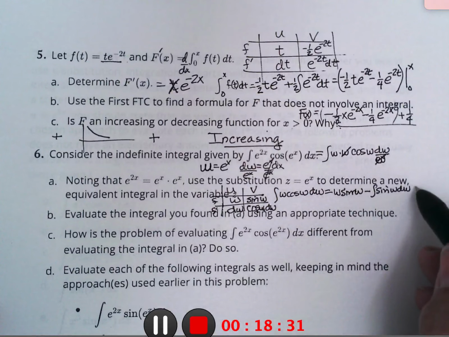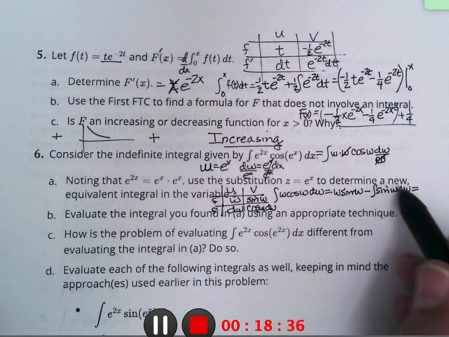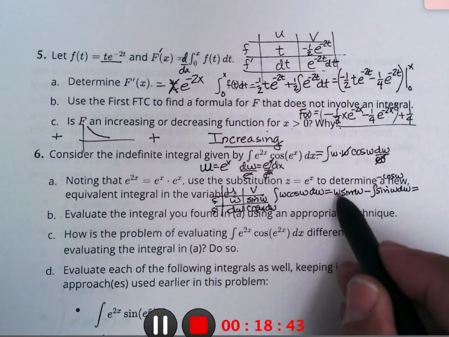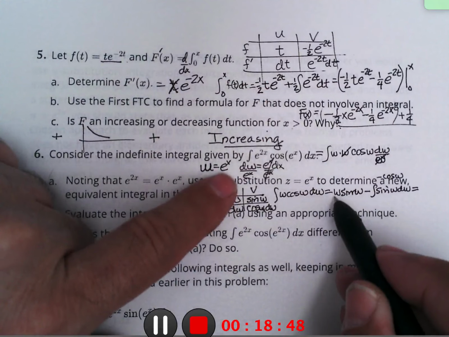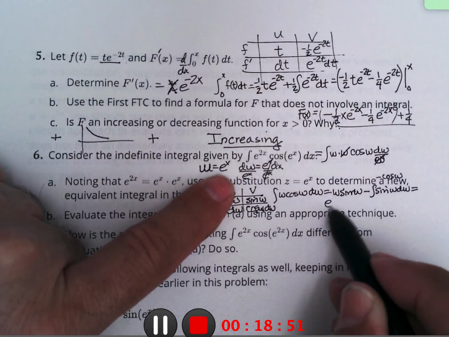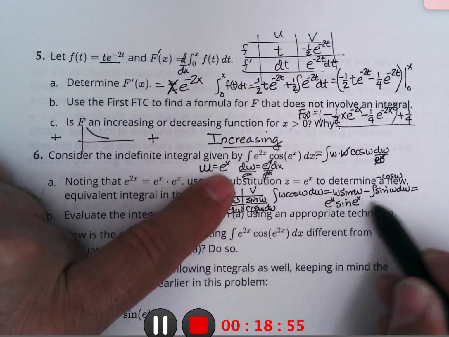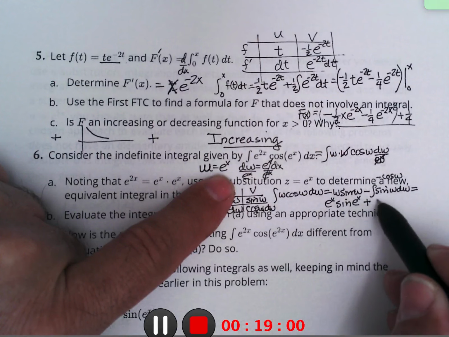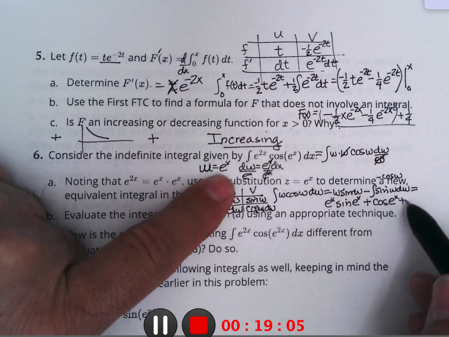which is, this part here is just negative cosine w. So the negatives cancel, and so I get w, which was originally up here, e to the x, sine e to the x minus a minus, which is plus cosine of e to the x plus c.